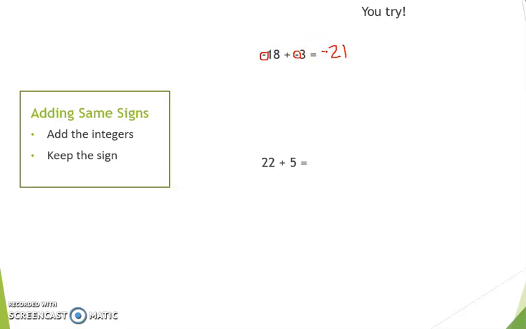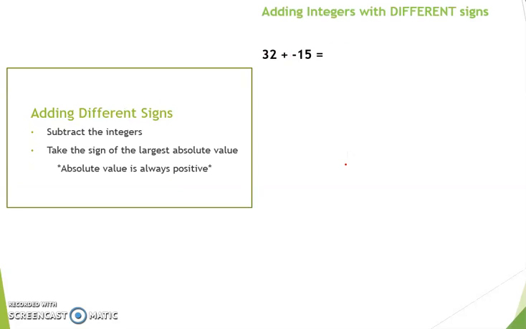Here's another one for you to try. Pause the video and try to work it out. Again, we have two positive numbers, so we're going to add 22 plus 5, which gives us 27. And both of our numbers are positive, so our sum will also be positive.